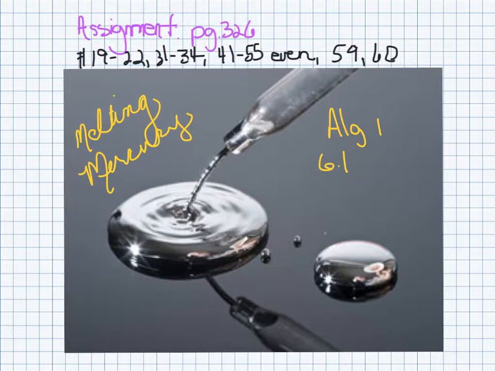And this picture here is a picture of melting mercury. The melting point of mercury is the temperature at which mercury becomes liquid. It's kind of cool looking there. It is the only metal that is liquid at room temperature. So that's kind of an interesting fact. So if you want to do a problem with mercury, you can do number 58 for extra credit.